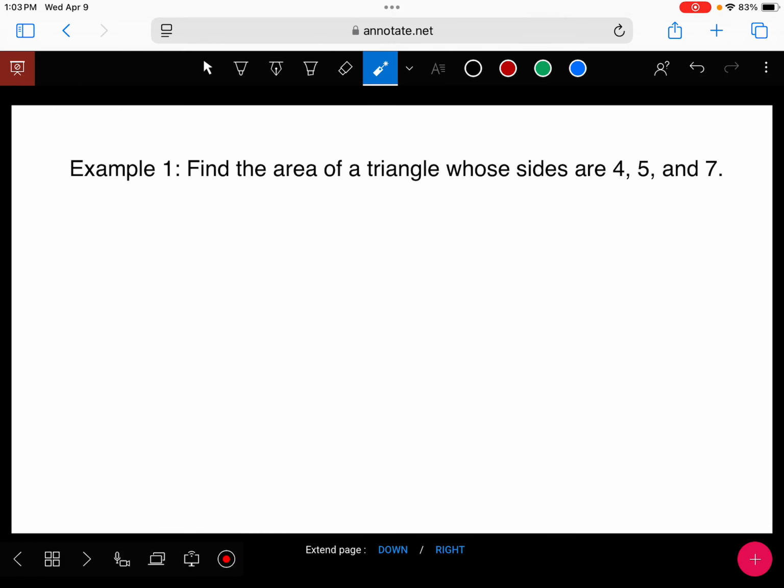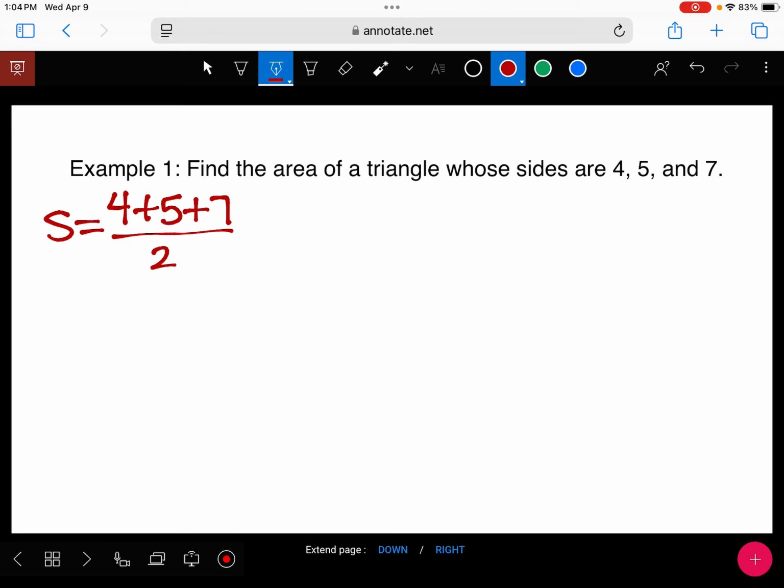So we have a triangle and we know all three sides. If you know all three sides, you can find the area using Heron's formula. First thing you have to do is find the semi-perimeter. Semi-perimeter means half of the perimeter. So figure out what 4 plus 5 plus 7 is and divide that by 2.